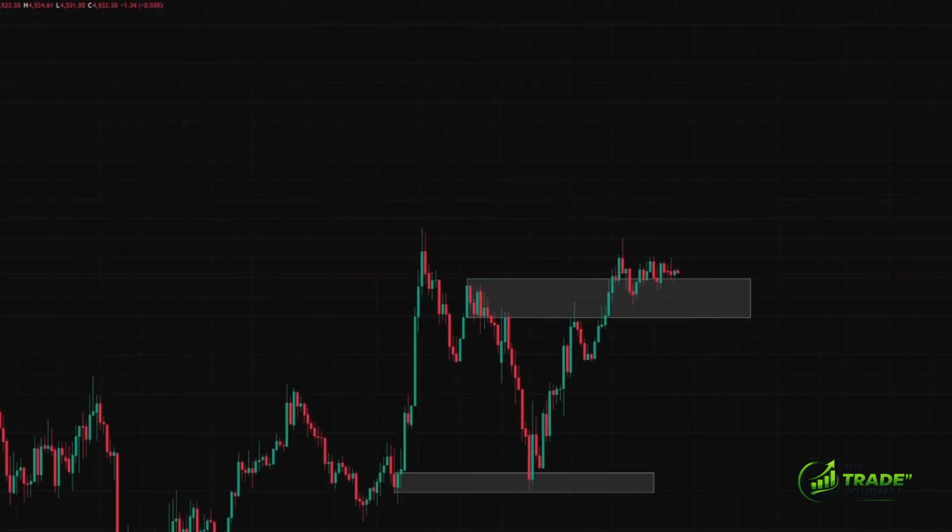If you want your order block trades to be highly effective, you must trade in alignment with the overall trend. If the market is in an uptrend, look to buy at bullish order blocks. If the market is in a downtrend, look to sell at bearish order blocks.